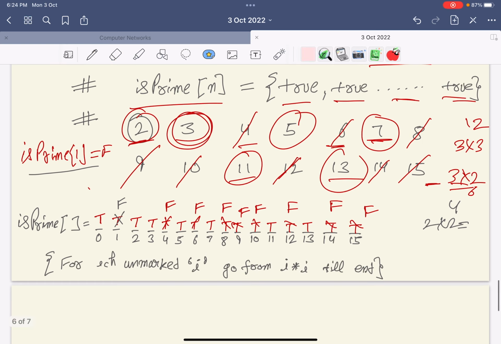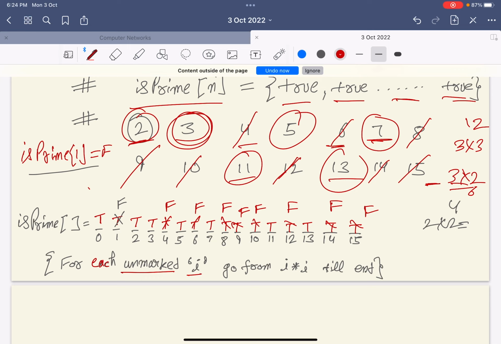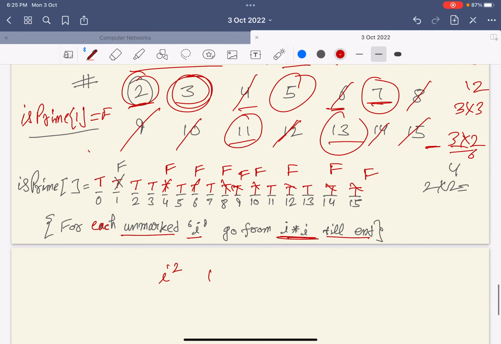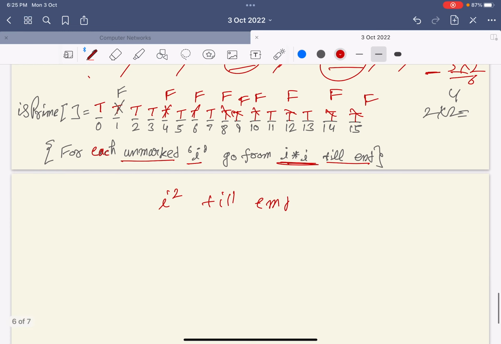So for each unmarked i, we have to go from i square till the end. I hope you got why we are starting from i square till the end. Because if I have marked all the multiples of 2, when I move to 3, the first multiple that I start with is 3 square, because 3 times 2 is already marked in the multiples of 2.